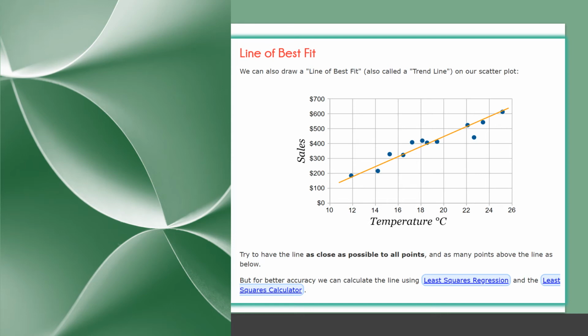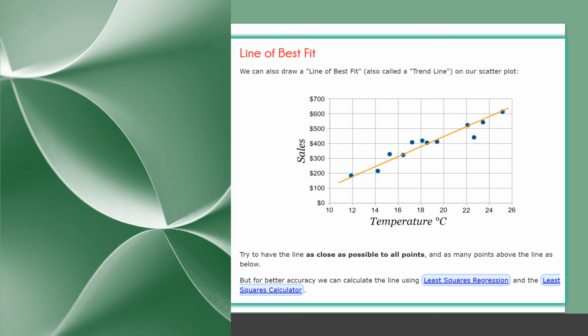Although you can fit this line by hand, we prefer to leave the calculation to a graphing calculator or a computer. For better accuracy, we can calculate the line using least square regression and the least square calculator.